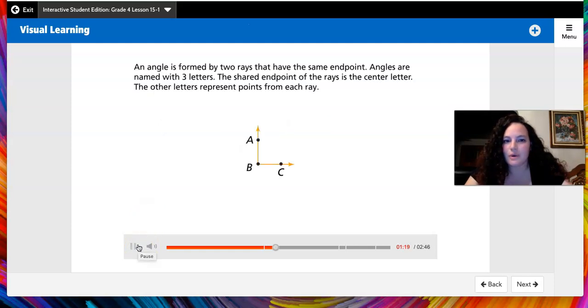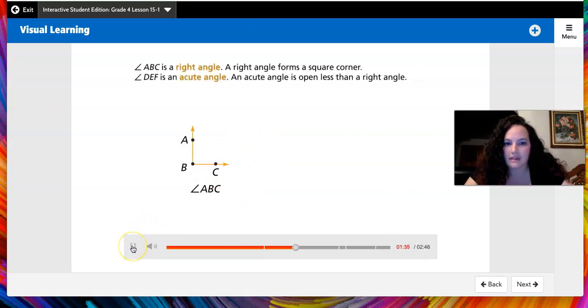An angle is formed by two rays that have the same endpoint. Angles are named with three letters. The shared endpoint of the rays is the center letter. The other letters represent points from each ray. So this one's called ABC. You start here, ABC. Angle ABC.